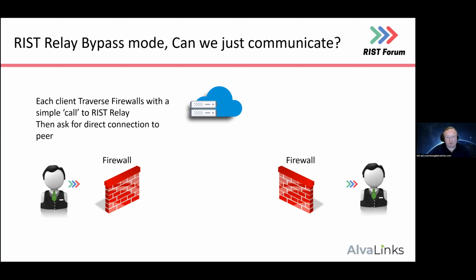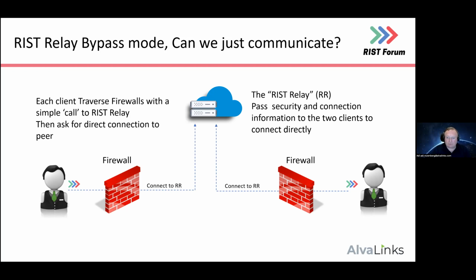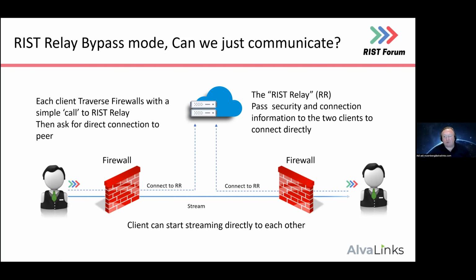Each client will connect as before to the RIST Relay. And if it's capable of doing bypass, the RIST Relay will pass the security information, because we need to establish a tunnel to both ends. Then they will be able to stream directly, effectively bypassing the RIST Relay, communicating directly through the firewall to each other without the need of the RIST Relay. The RIST Relay acts just like an initiation server for the establishment of the connection, and the two devices can communicate.